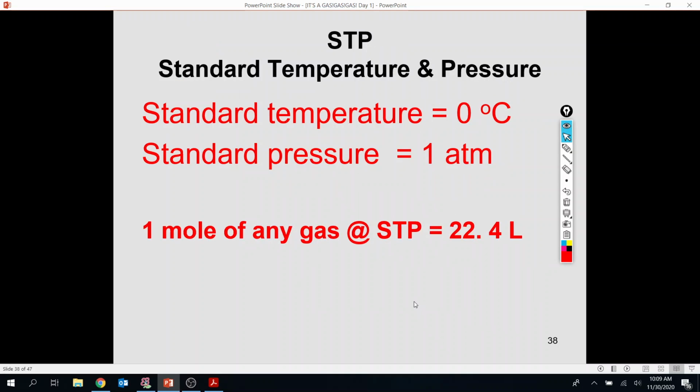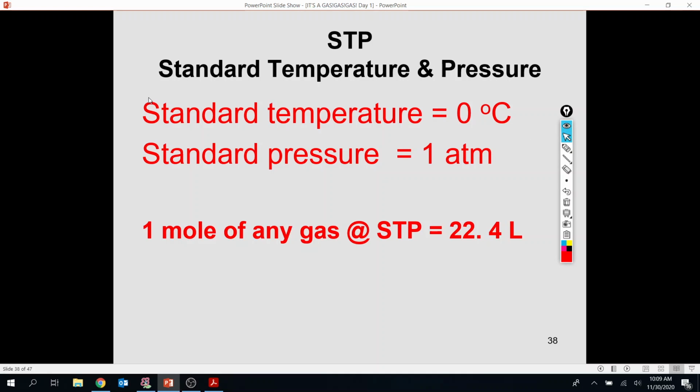All right, let's talk about standard temperature and pressure. Remember that if you increase the temperature, you increase the molecular motion, and thus you would also increase the pressure. Also, if you change the volume, you would change the pressure. And we're going to talk about those relationships on another day. We are not going to talk about those today.